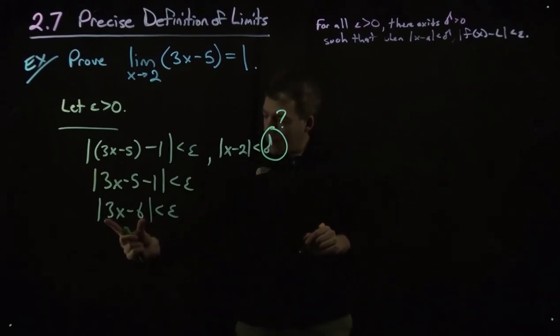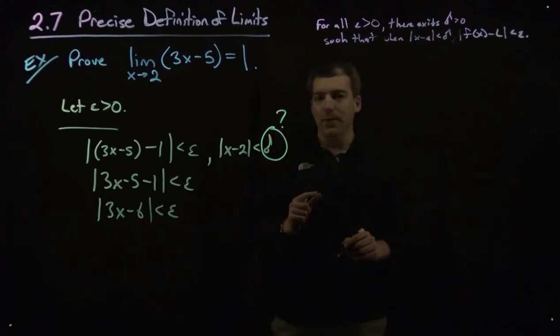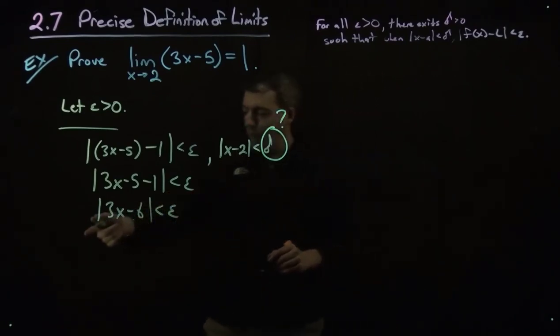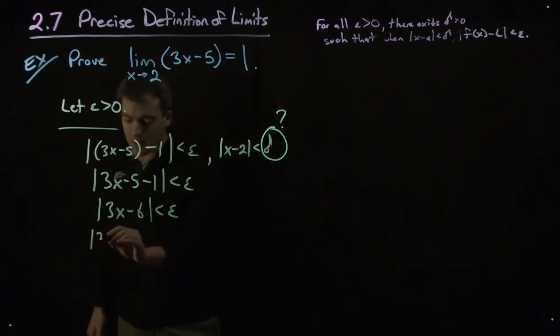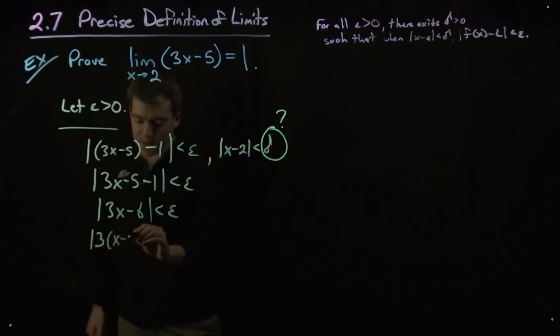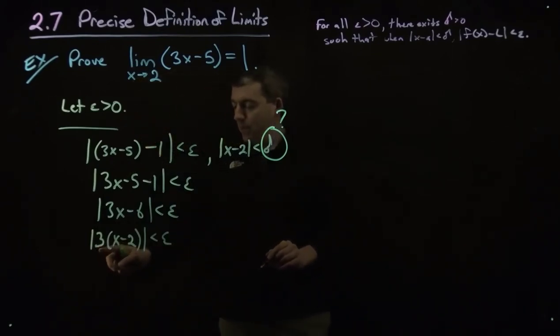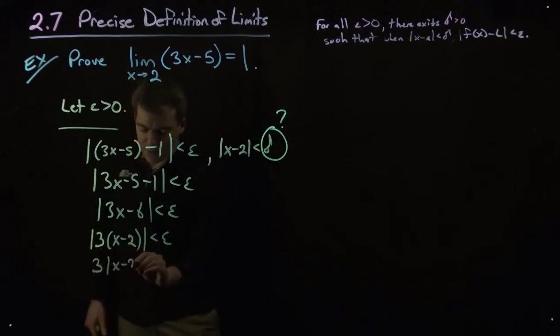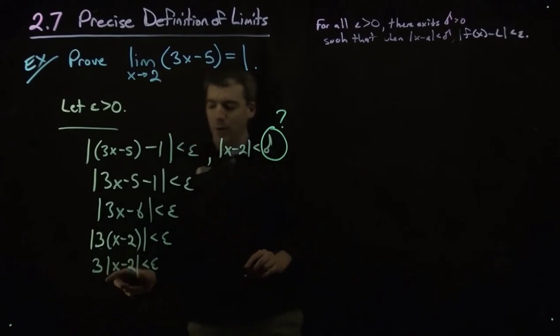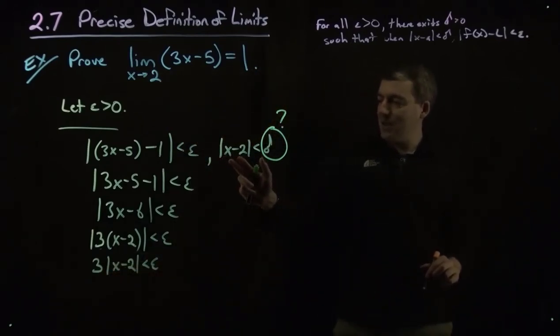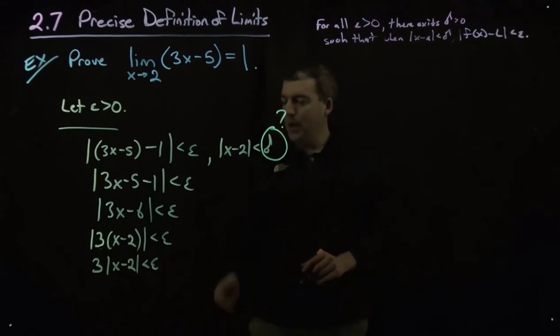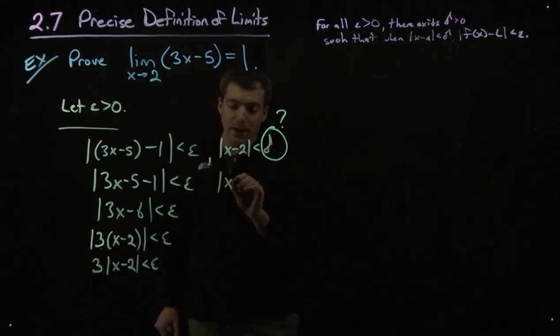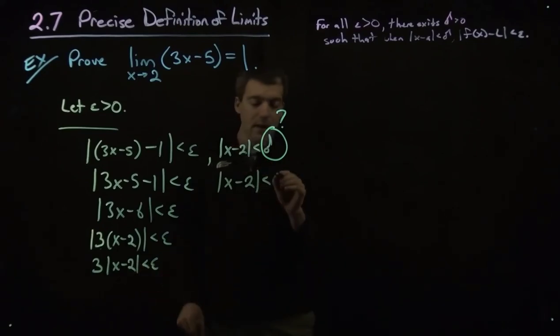And if you notice, this 3x and the 6 both have a common factor of 3. We could factor that out. So we have 3 times x minus 2 less than epsilon. And this is a positive 3. We can move it outside the absolute value. So 3 times absolute value of x minus 2 less than epsilon. You can see we're working towards having an expression like this. All we have to do now is divide by 3, and we have it. So absolute value of x minus 2 is less than epsilon over 3.